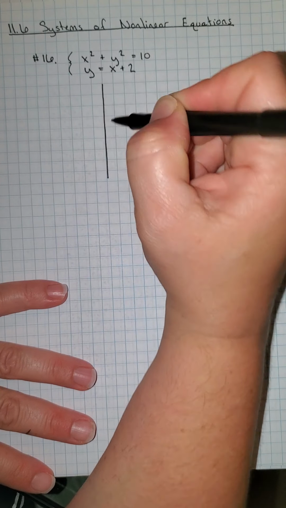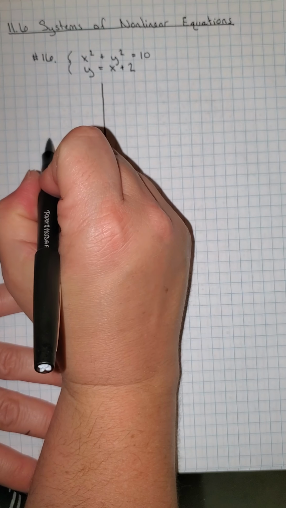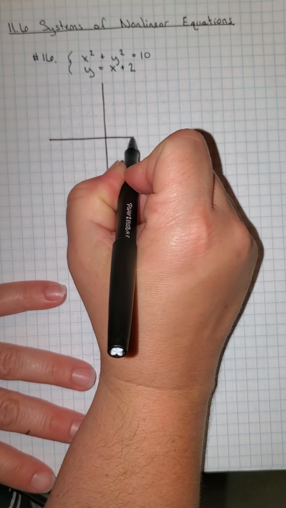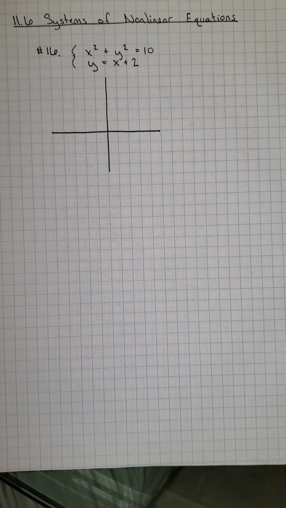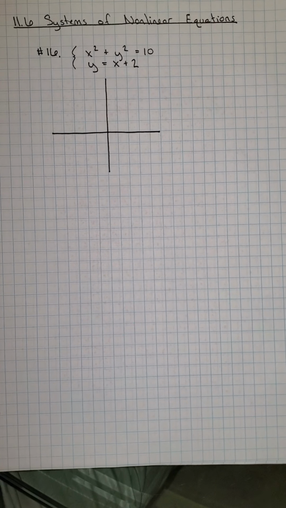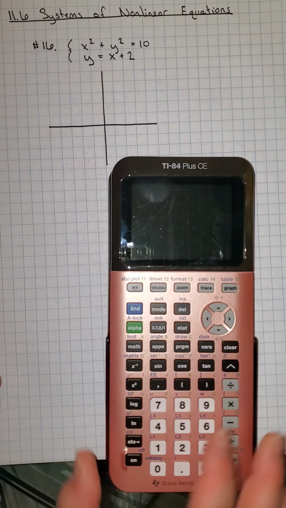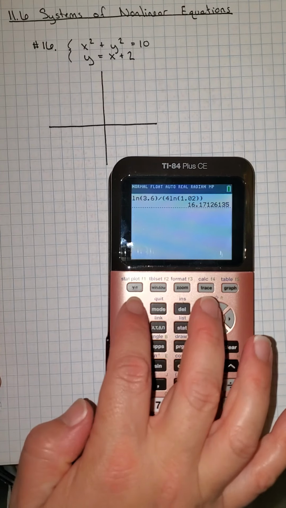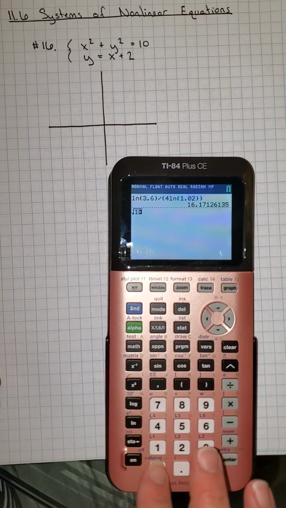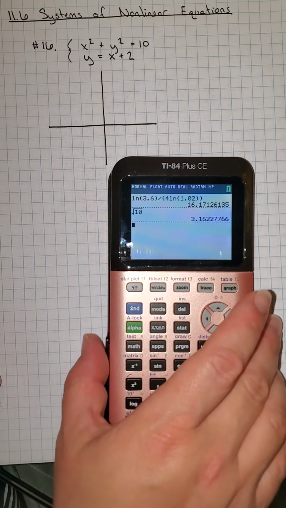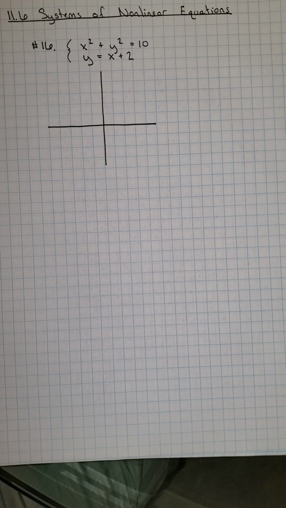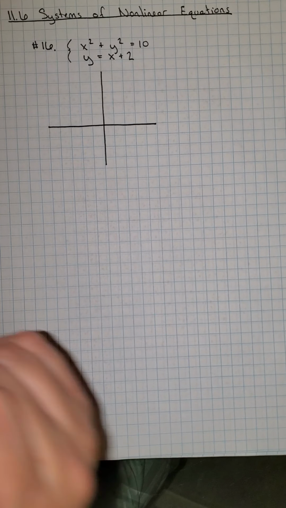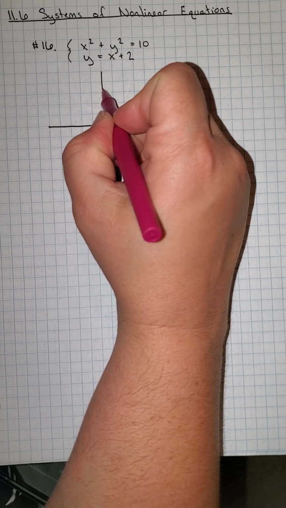X squared plus y squared equaling 10. That's a circle with a center at 0, 0. And then the radius of the circle would be the square root of 10, which is where we can't be super accurate, but the square root of 10 is 3.16. So if I go out 3.16 in every direction from 0, I can graph the circle.